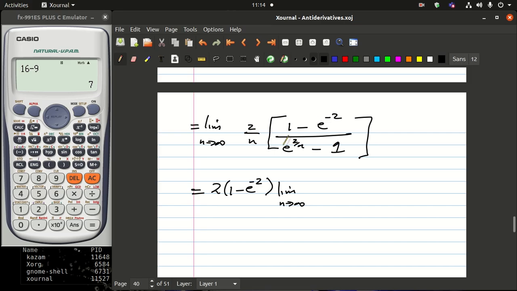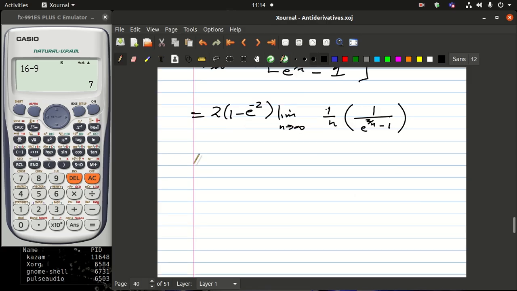And then I took this in front of the limit. So I'll have 1 over n is what's going to be left, divided by e raised to 2 over n minus a 1. So that is basically what is happening there.